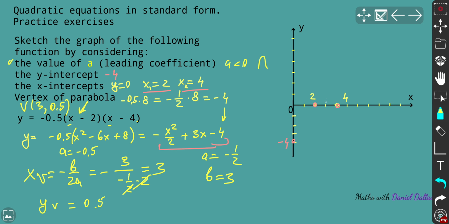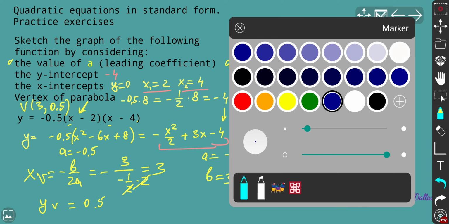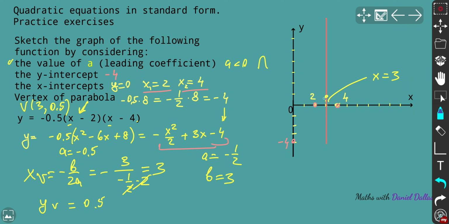So actually, the line of symmetry should go through 3 and 0.5, the line x equals 3, because by definition this point should be the midpoint of 2 and 4. We can check this. And also we need to mark the vertex y coordinate, which is 0.5. So it's going to be somewhere here. So that's the vertex. And now we can draw the parabola symmetrically.